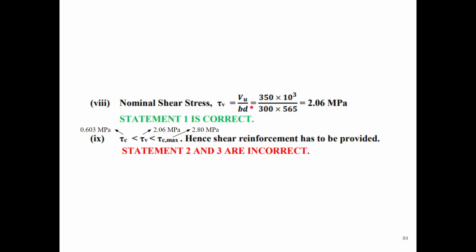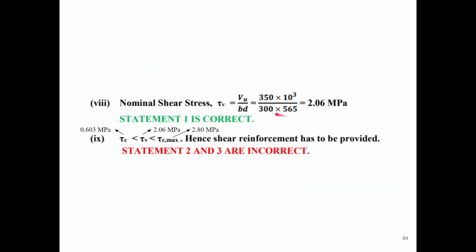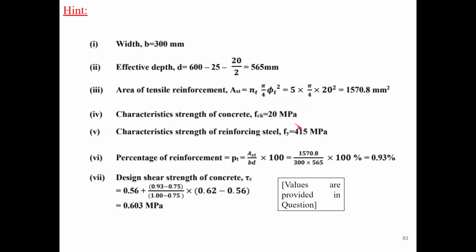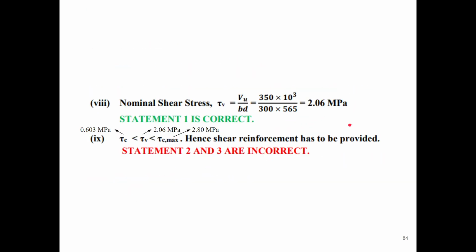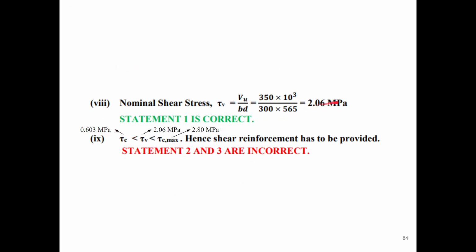So nominal stress tau v will be Vu by bd. So Vu value is 350, right? 350 into 10 cube by 300 into 565. Okay. So that comes to be 2.06 megapascal. Okay. So tau c value is how much? Tau c is 0.603. Tau v is 2.06 and tau c max is 2.8, right?